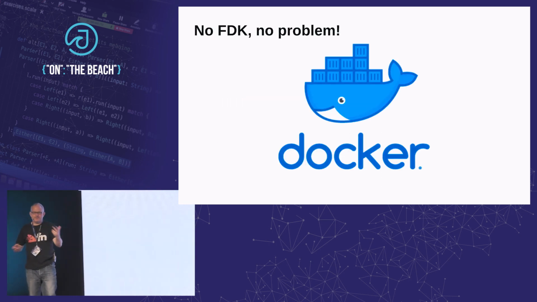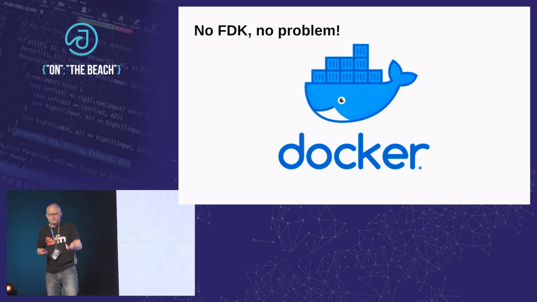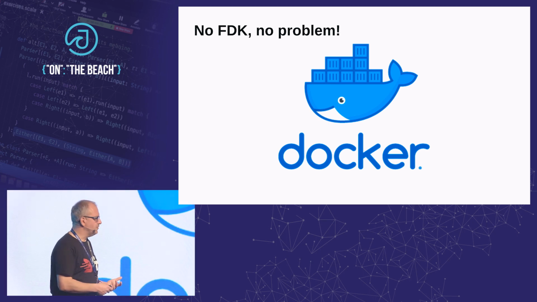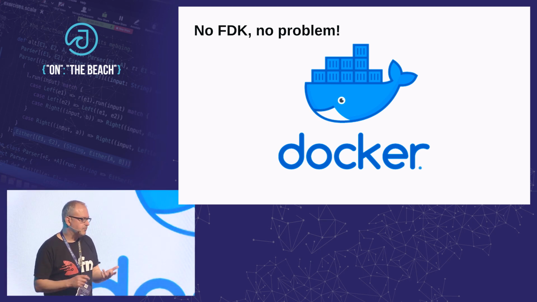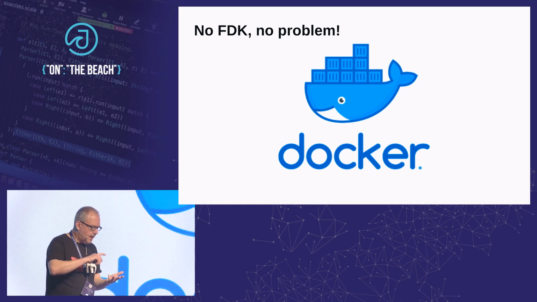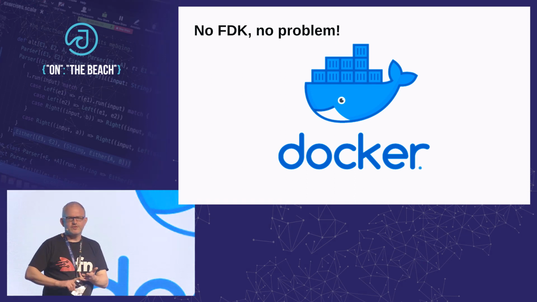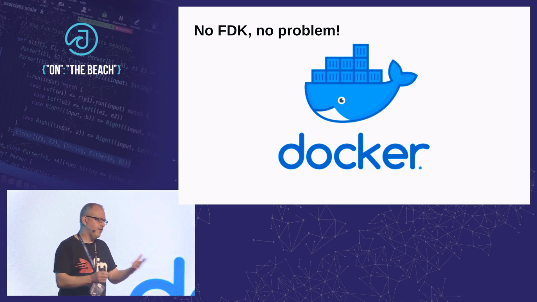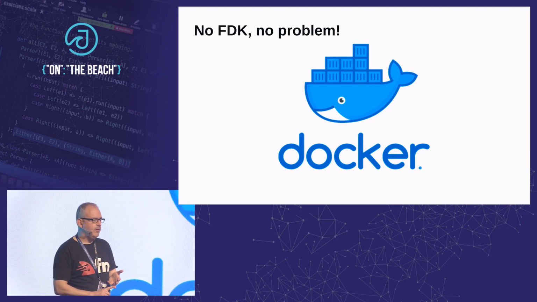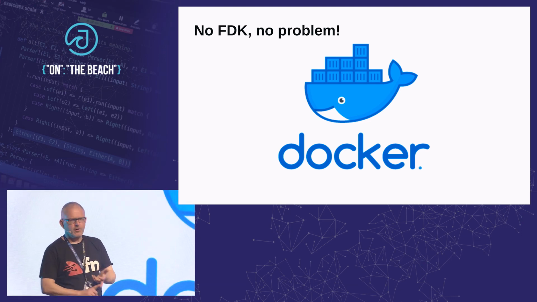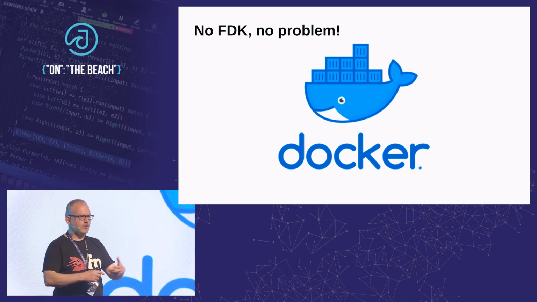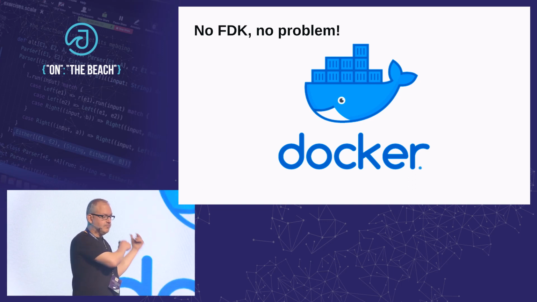If you don't have an FDK for your language, that's not a problem. Because it's based on Docker, you've got a couple of options, three actually. So the easiest one is bring your own Dockerfile, and FN will build a function on that Dockerfile. Or you can bring your own image, and FN will let you build a function based on that image.